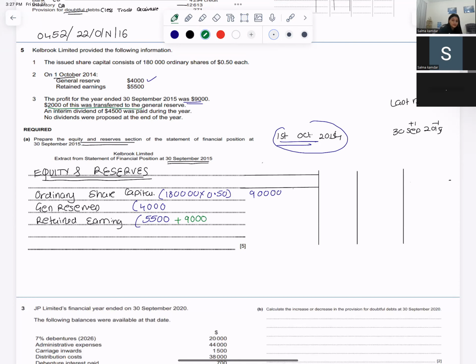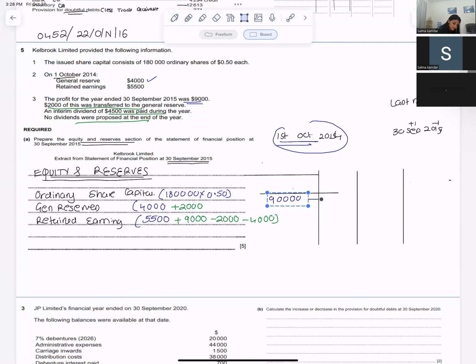2,000 was transferred to general reserves. So subtract it from the retained earnings and add it to the general reserves. Interim dividend was paid, so subtract from retained earnings. No dividend was proposed at the end of the year, so that has nothing to do. That means there was no adjustment in the share capital. Are you with me? Yes. The share capital will go to the final column.